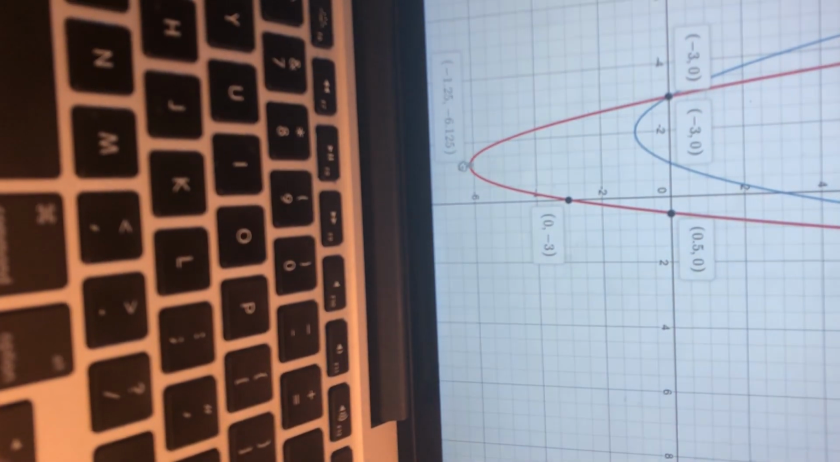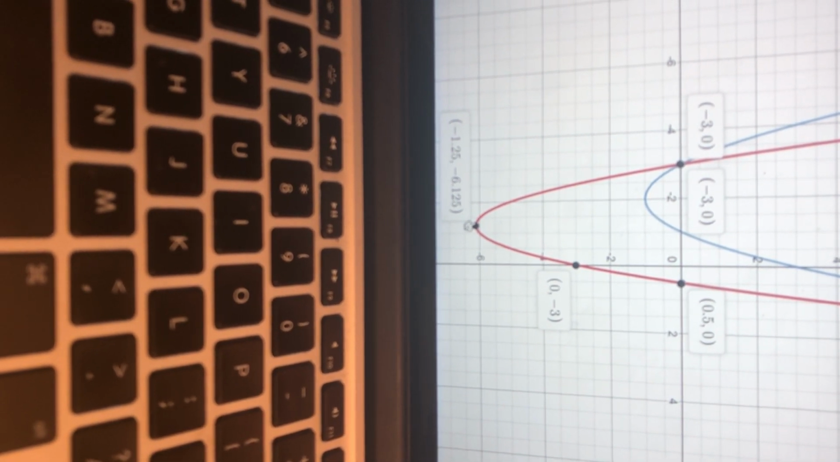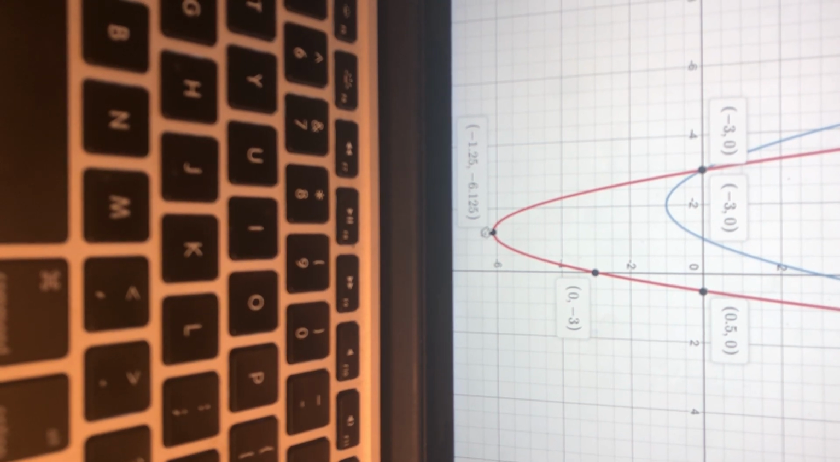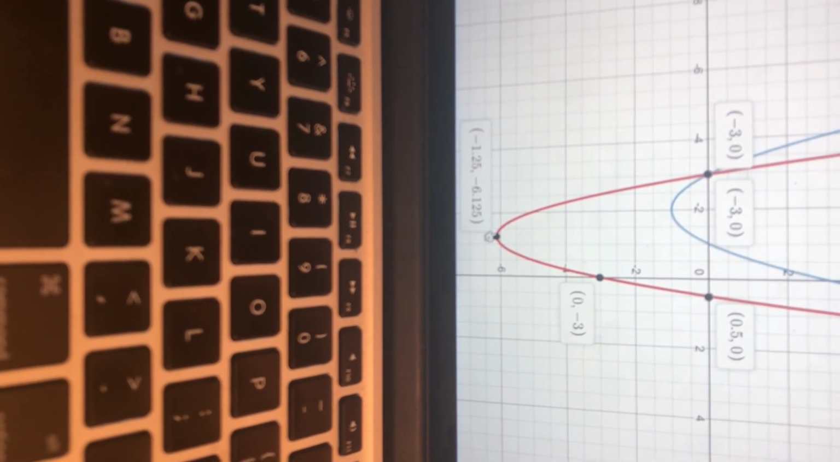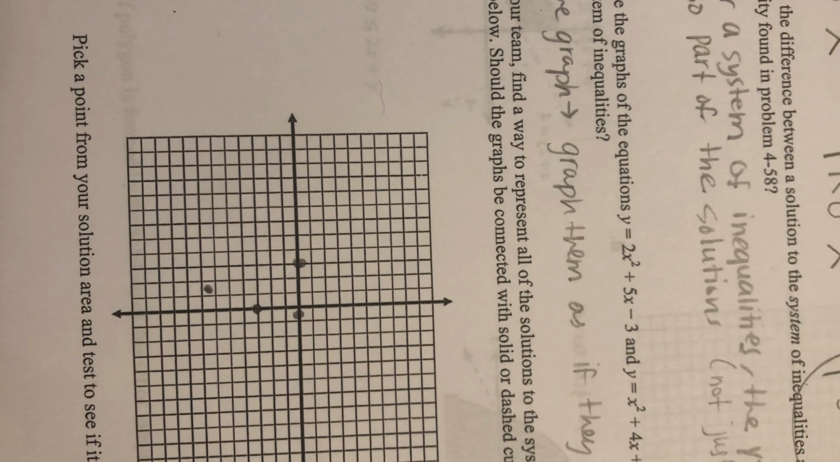Its vertex is on -1.25, okay, so -1.25, -6.125. It's right here-ish. Kind of just eyeball it. And when you do graph these three inequalities, I want you to be as accurate as possible. I understand it's not going to be perfect, but if you could just try your best, that'd be great.